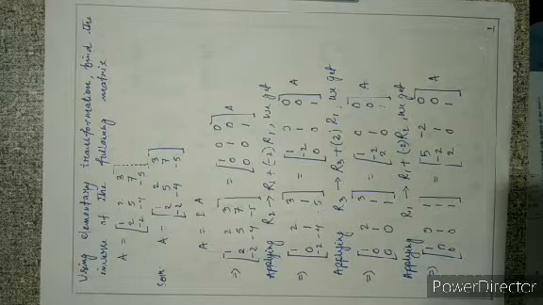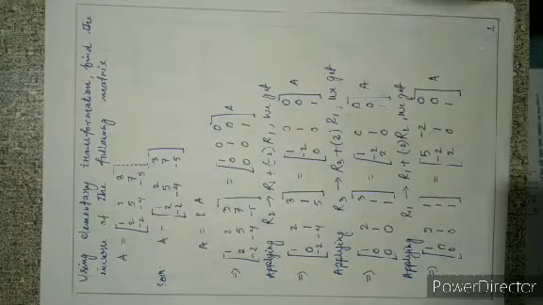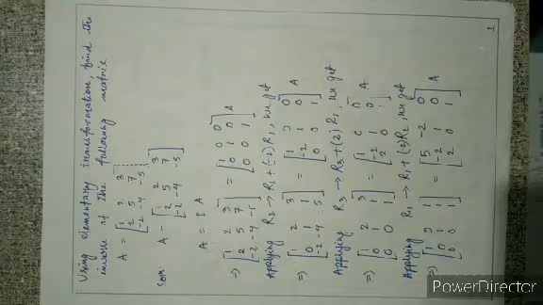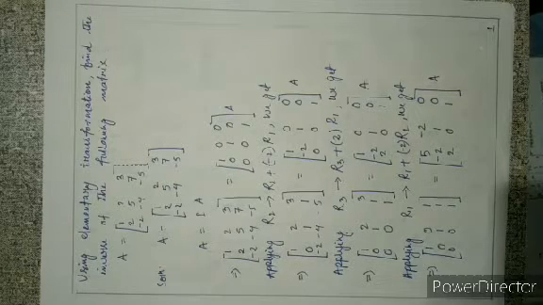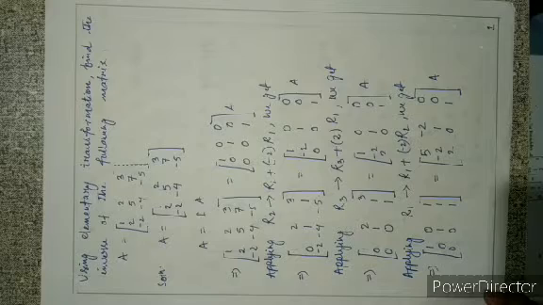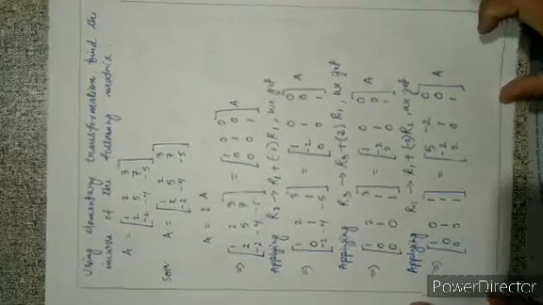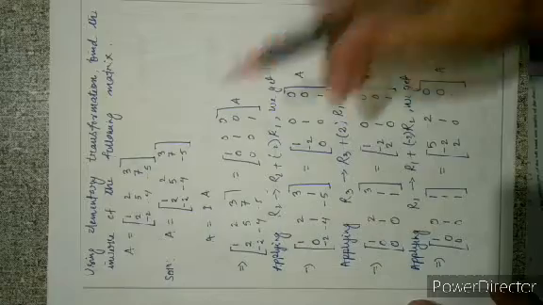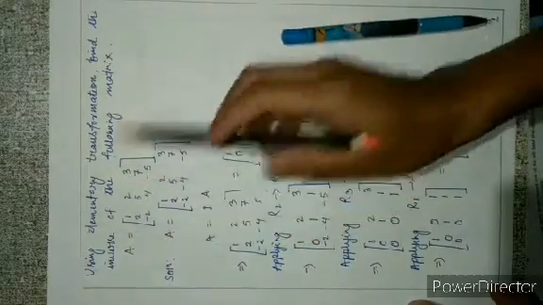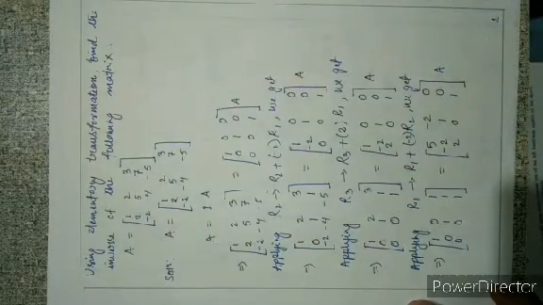Good morning, students. In the last class, we have already learned about elementary transformation and how to find the inverse of any square matrix by using elementary transformation. For today, let's find the inverse of this matrix A by using elementary row transformation.